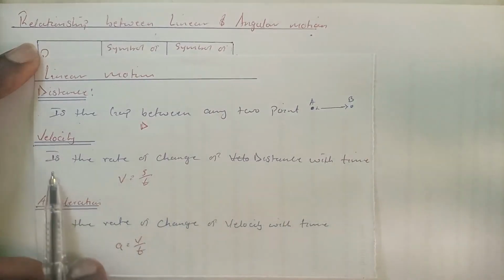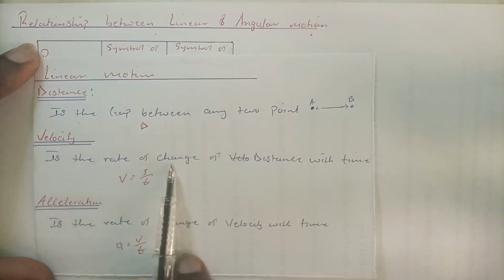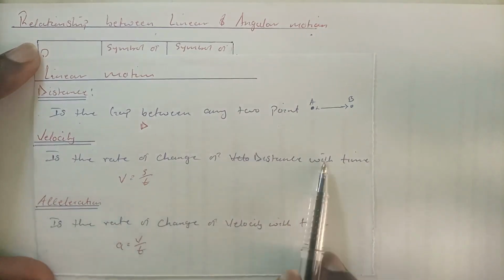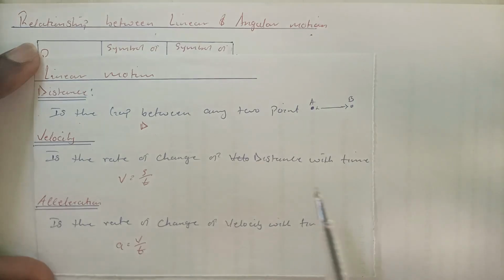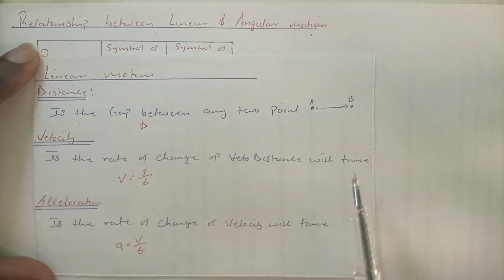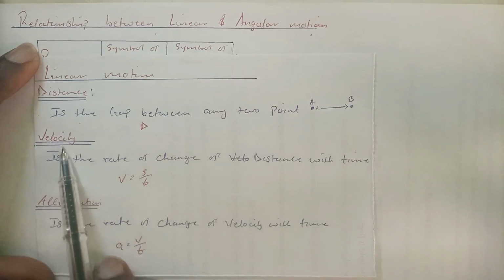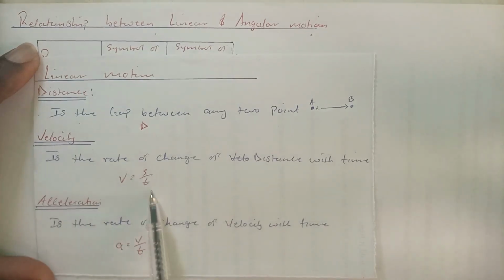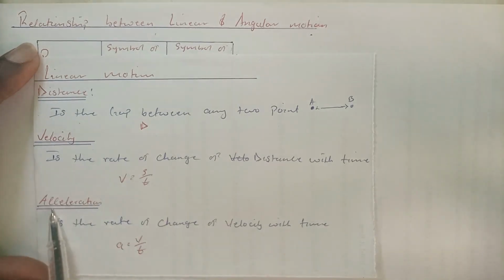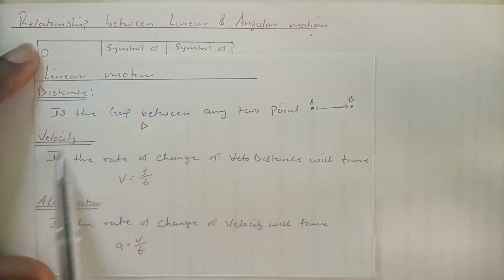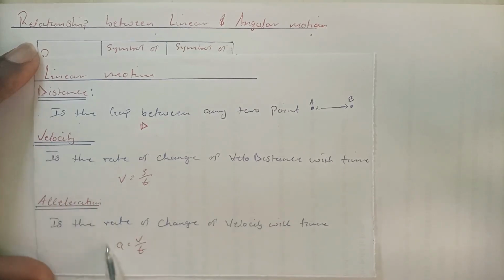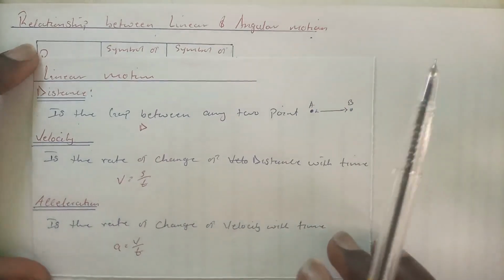Now velocity is the rate of change of distance with time. The rate at which distance changes with respect to time is what's called velocity, which is v equals s over t. Now acceleration is the rate of change of velocity with time, meaning the velocity being changed with time is what we call acceleration under linear motion.